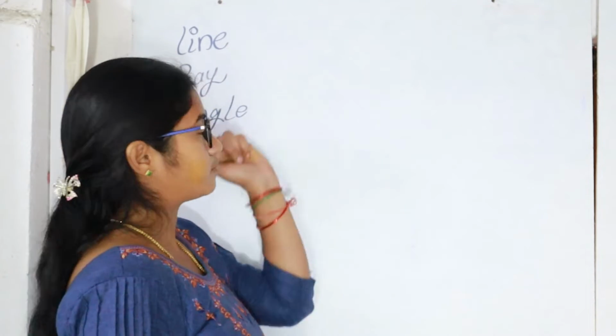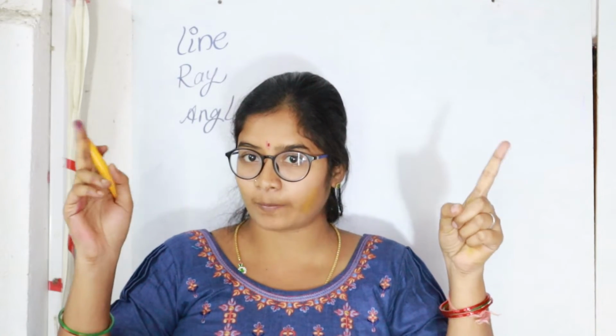Today we will discuss lines and angles, their introduction and basic concepts. Let us talk about line. A line means if you take a straight line with two endpoints, that segment is called a line segment.